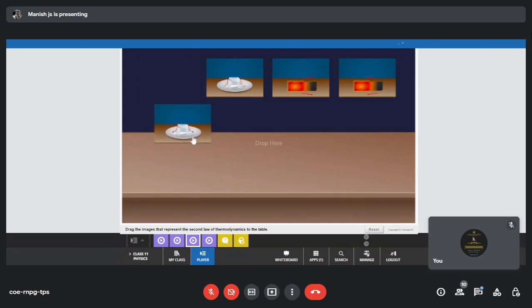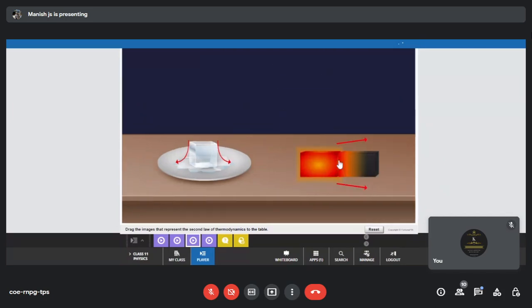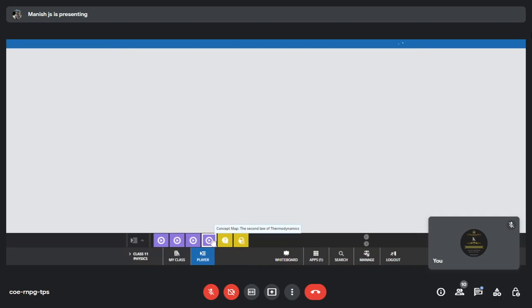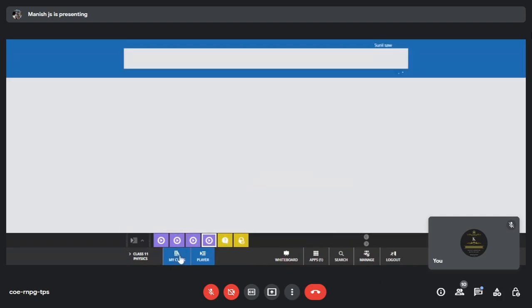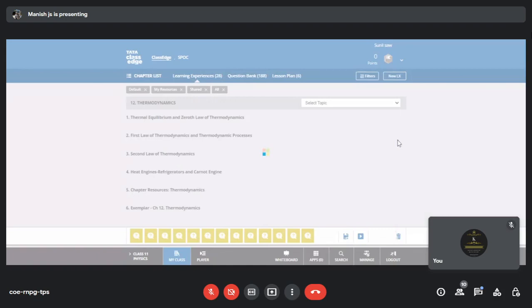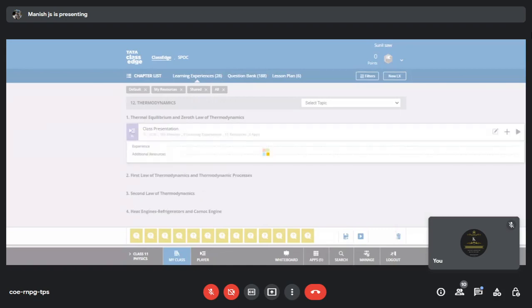Yes, sir. Excellent. Second one? No, sir. Third one? Yes, sir. Yes. Excellent. Hot object it goes to the cold object. Correct. So this is what is depicting the second law of thermodynamics. Good. That's it. So we'll go on to the next module. Once we finish, then we'll see all the questions which are possible.